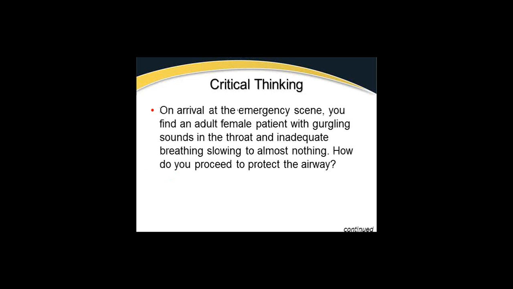In our critical thinking question, on arrival at an emergency scene, you find an adult female patient with gurgling sounds in the throat and inadequate breathing, slowing to almost nothing. How do you proceed to protect the airway? Well, in this case, you have to stop and think what potentially happened. Did we arrive and the lady's laying on her couch? There's probably less likelihood that she's going to have trauma, so we can probably do a head tilt chin lift. And we can then proceed to suction a little bit, put in an oral or nasal airway, and continue to monitor her airway that way.